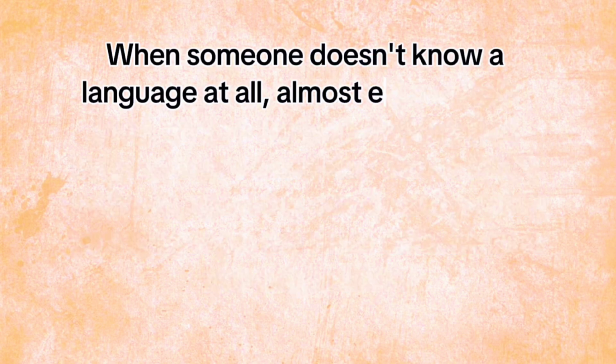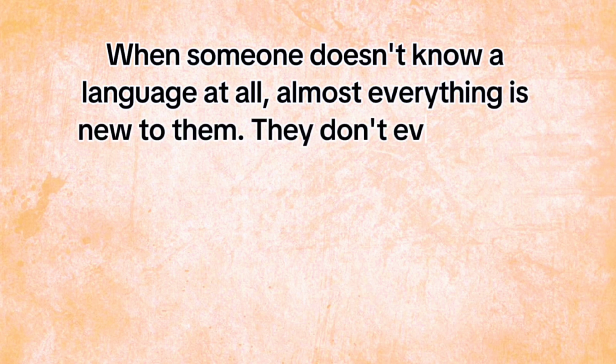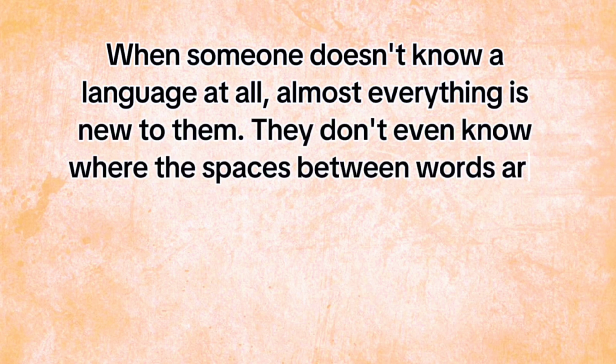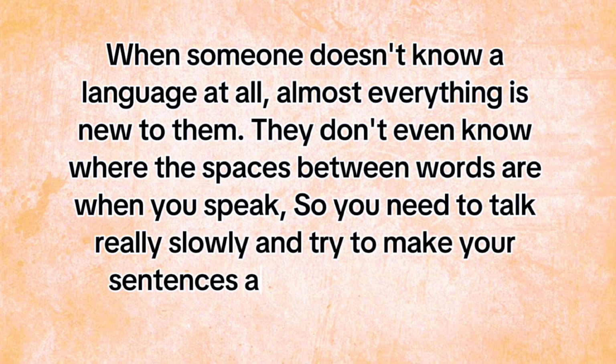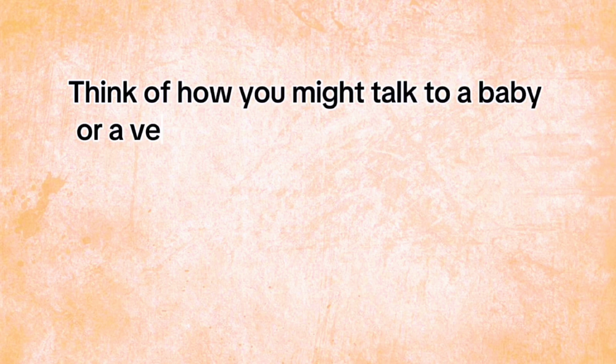These first two methods, speaking slowly and grading your language, are more difficult than you might think. When someone doesn't know a language at all, almost everything is new to them. They don't even know where the spaces between words are when you speak. So you need to talk really slowly and try to make your sentences as simple as you can. Think of how you might talk to a baby or a very young child.